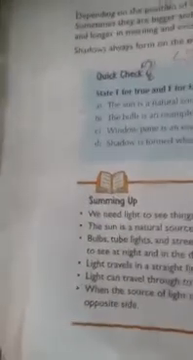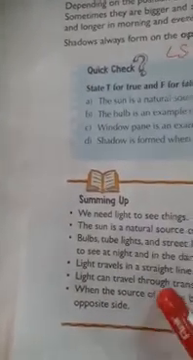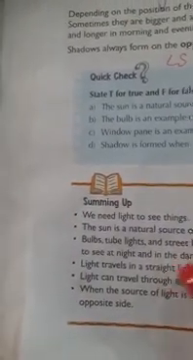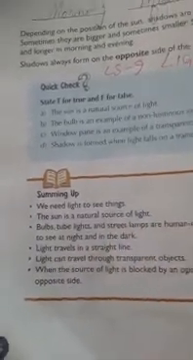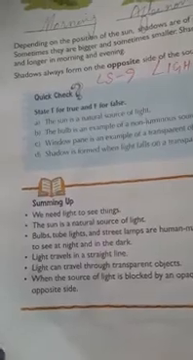Here we'll sum up the lesson. We need light to see things. The sun is a natural source of light. So in the presence of light only we can see the objects. When light falls on the objects, then it reflects to our eyes. Then only we can see the objects.